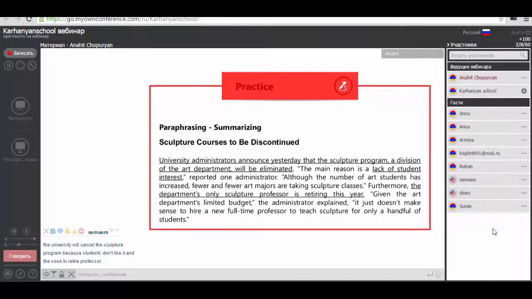So this last sentence was somehow unclear to me, Sam. The first part was okay, like the university will cancel the sculpture program because students don't like it. It's okay. But what about the soon-to-retire professor? Can you explain it to me? The department's only sculpture professor is retiring this year. You can say because of the retirement of the professor, or because the professor retires. Okay.